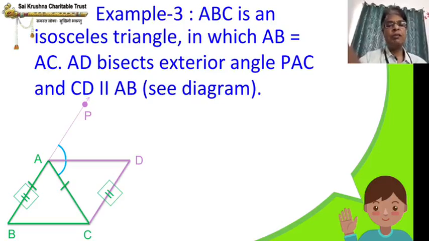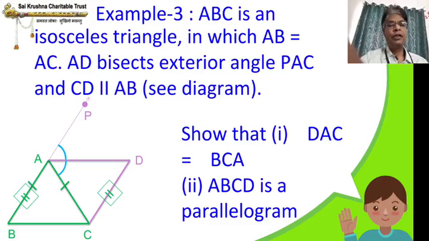But we will be seeing more symbols like this in the next page. Now what we have to do is coming now. Show that there are two questions here: angle DAC equal to angle BCA, and ABCD is a parallelogram. These are the two statements we have to prove. We will go to the next page to see how to do it.